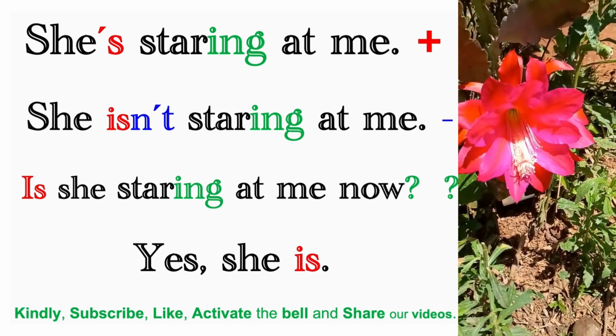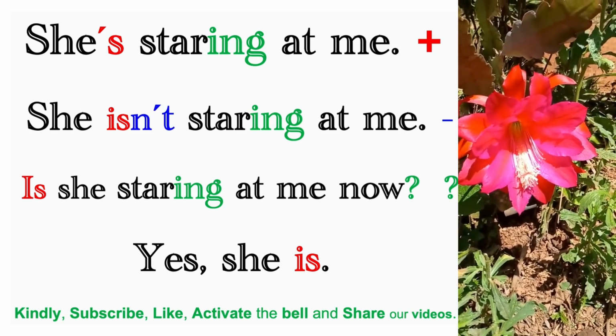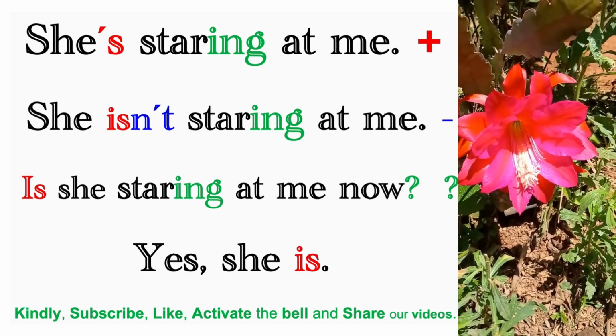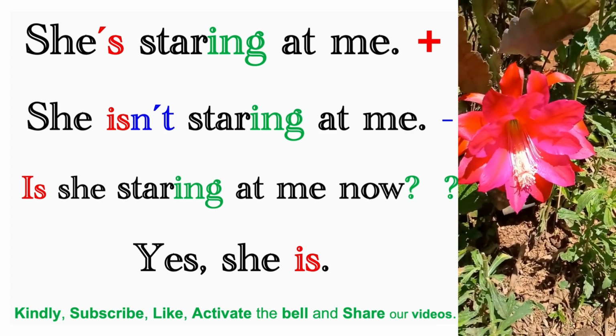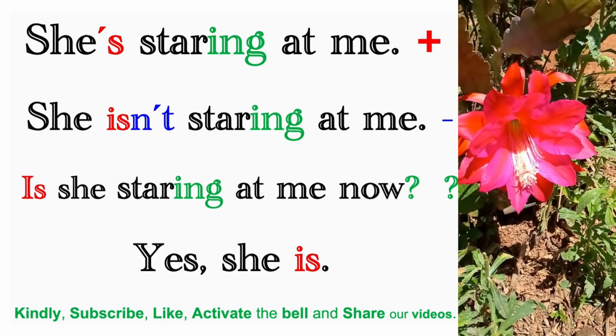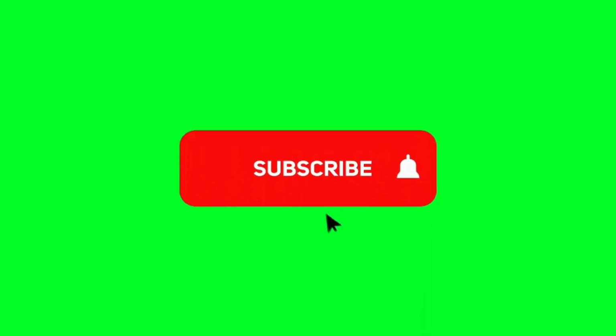S-T-A-R-E. E at the end. And the verb star, it's just S-T-A-R. And when we add ing, we need to double the R, starring. So here we are not speaking about star and starring. We are speaking about stare and staring. Let's go to the next slide.